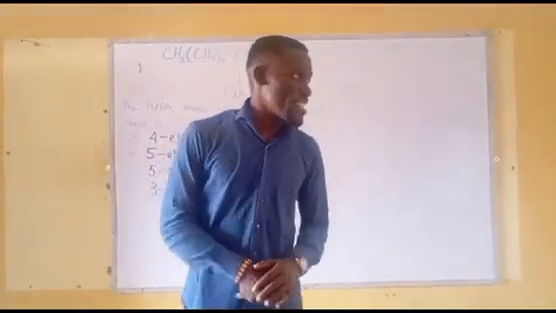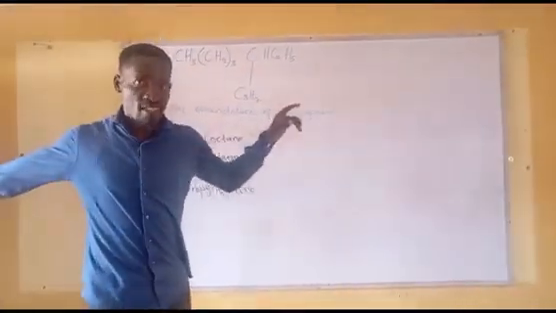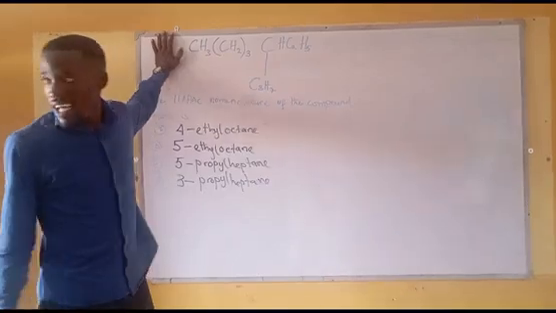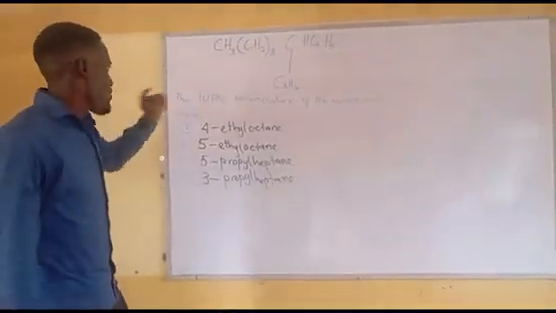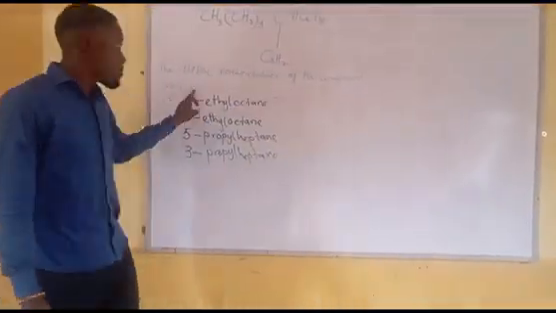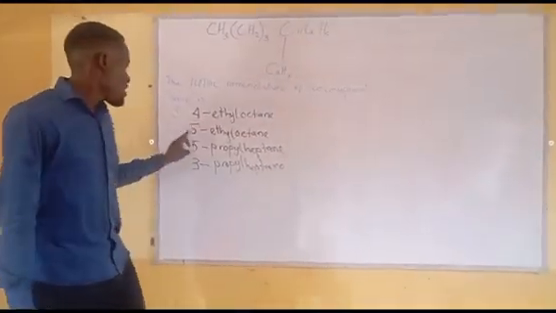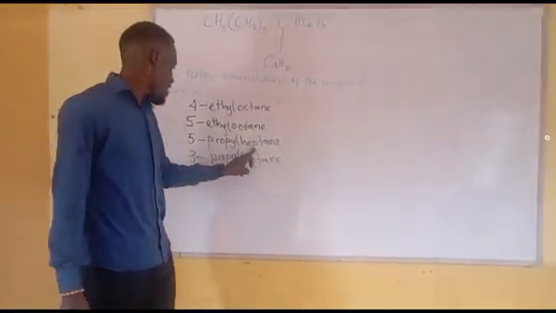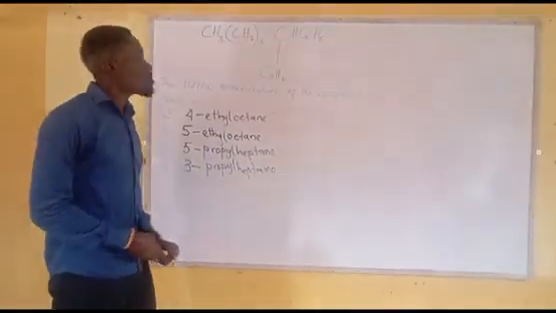Now today we are going to solve a JAMB question in chemistry, in organic chemistry to be precise. Looking at this, we have a structure here, and we are told to name it. The question says, the IUPAC nomenclature of the compound above is A, 4-ethyl octane, B, 5-ethyl octane, C, 5-propyl ethane, and D, 3-propyl ethane. Now, how do we solve this?